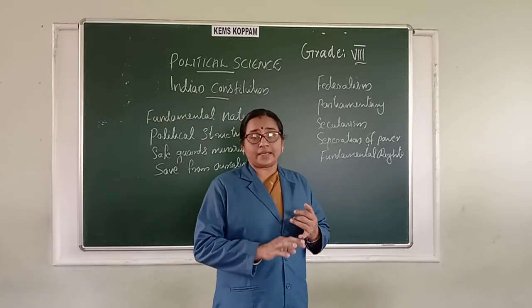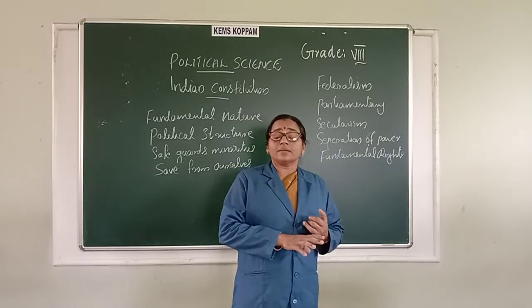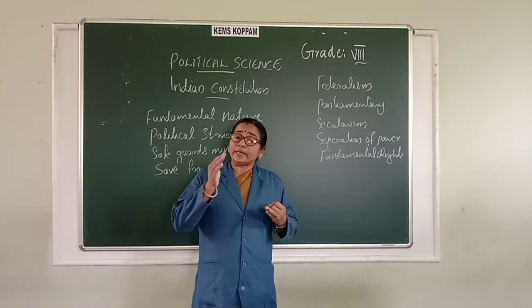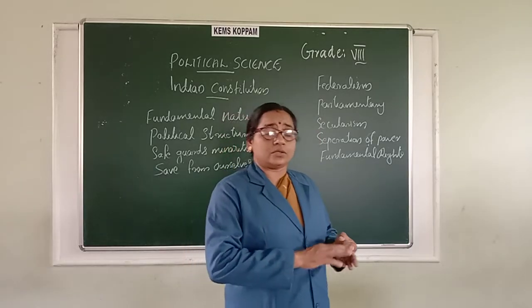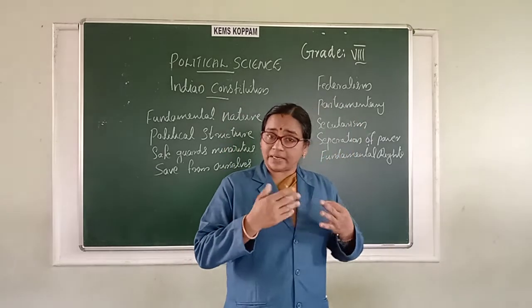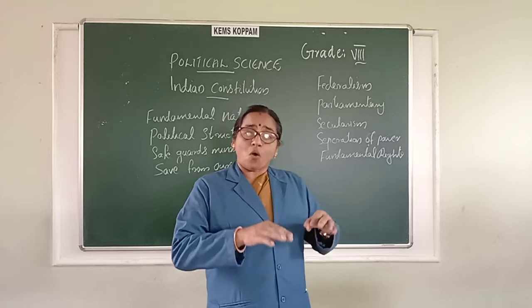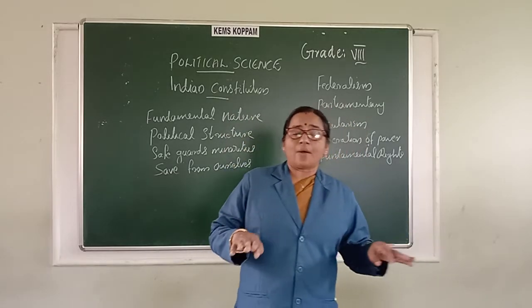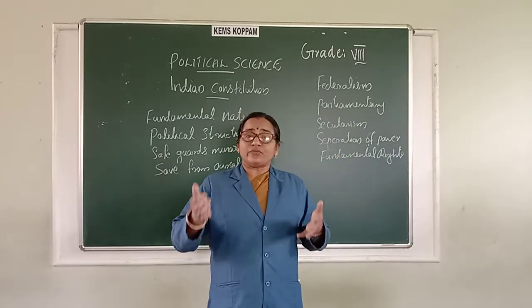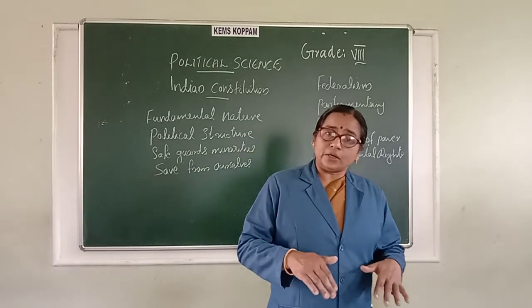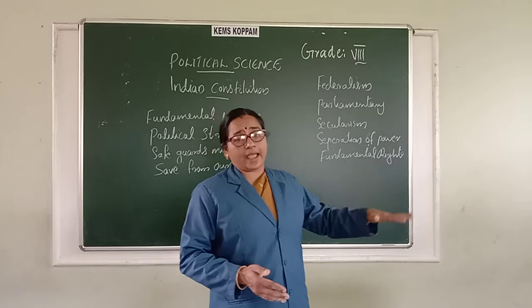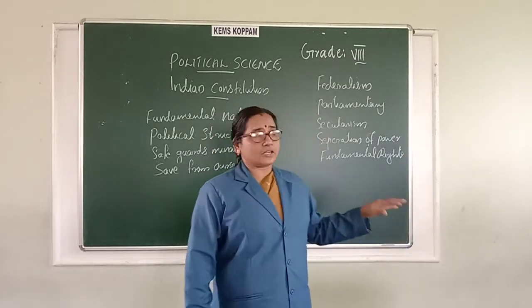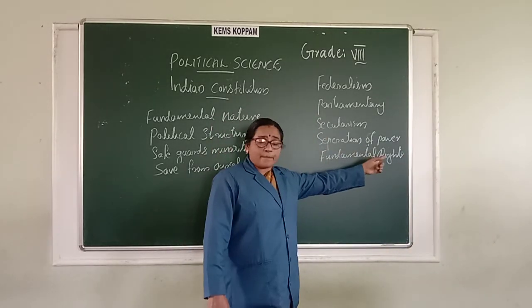The legislative is the law-making authority, the executive is the law-implementing authority, and the third one, the judiciary, is the law-interpreting authority. All these organs have equal power. If any one of the organs exercises unlimited power, the other organs check it and keep the balance. That is separation of powers.